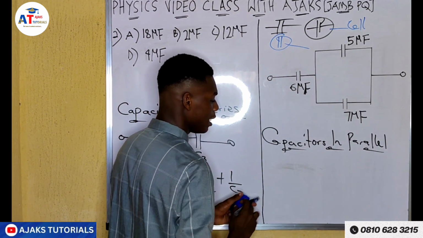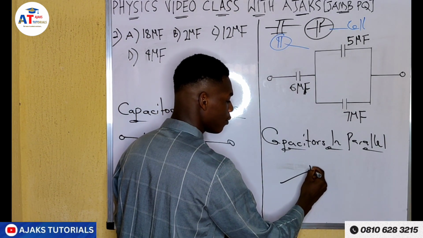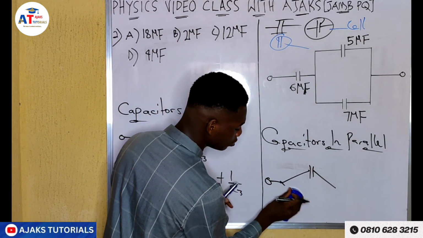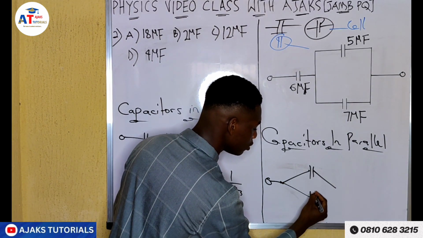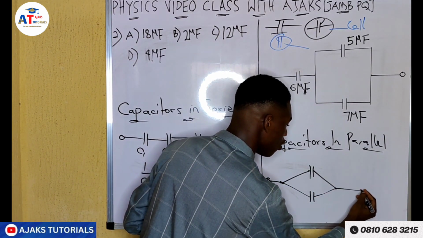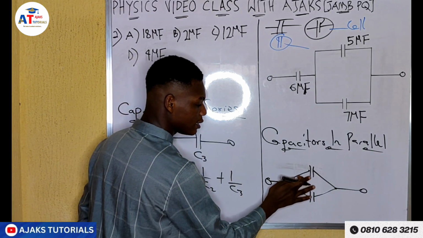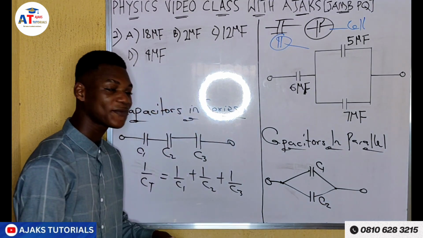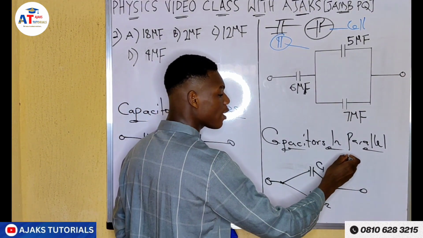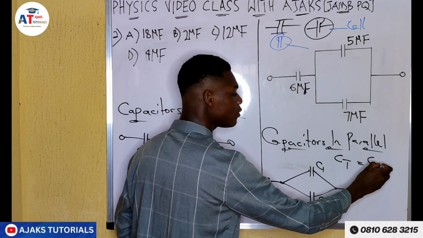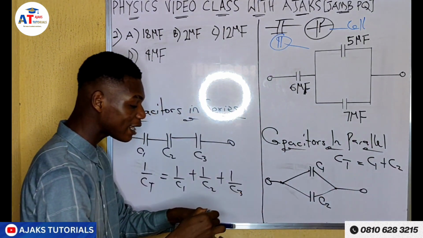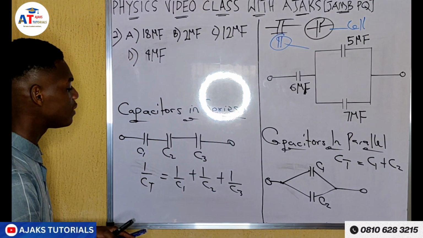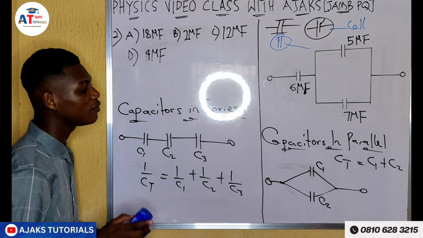Now for capacitors in parallel, let me draw it like this. Something like this. This is a parallel connection of capacitors, C1 and C2. And I ask, find the equivalent capacitance. The equivalent capacitance C total is C1 plus C2. So please take note, for capacitors in parallel, you add them up, and for capacitors in series it is like this.